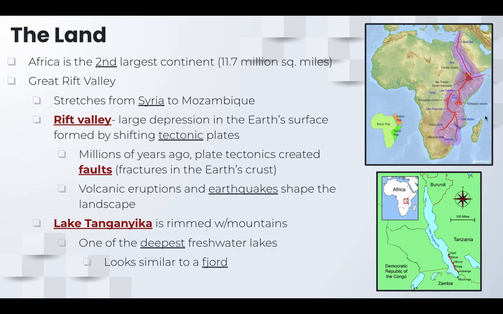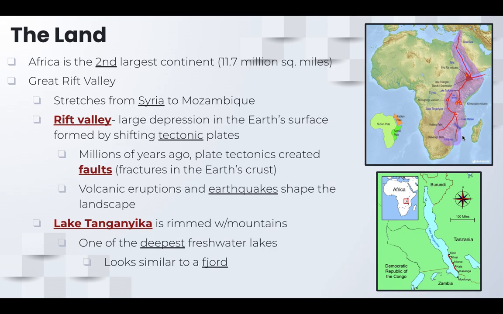shifting tectonic plates. There are actually different plates right here. There's a fault line here, and there's another one over here. So we have different tectonic plates, and as they move, they create these depressions. They've created faults, or fractures, in the Earth's crust. And all along this line, there are volcanic eruptions and earthquakes that have shaped the landscape through millions and millions of years as well. You can see right here the different plates. There's the Arabian plate, and then there's the Somali plate. So it goes like this, basically, right here. And then there's the Arabian plate.